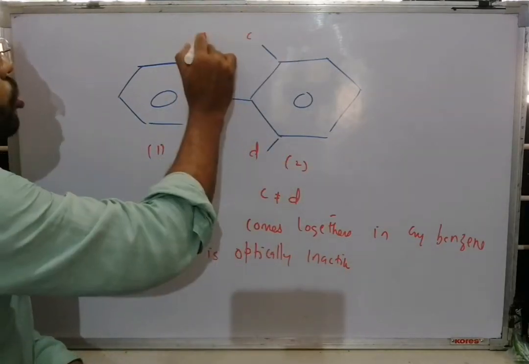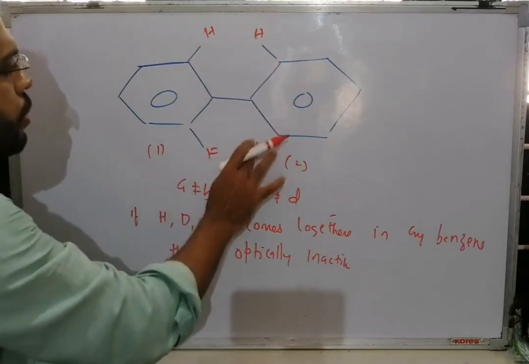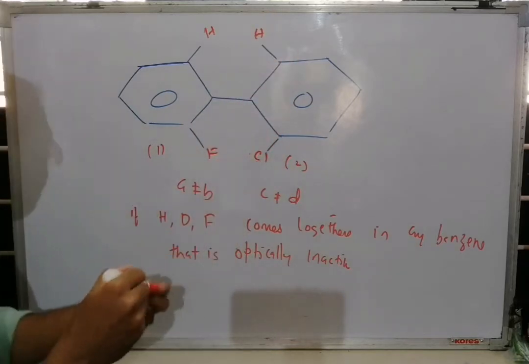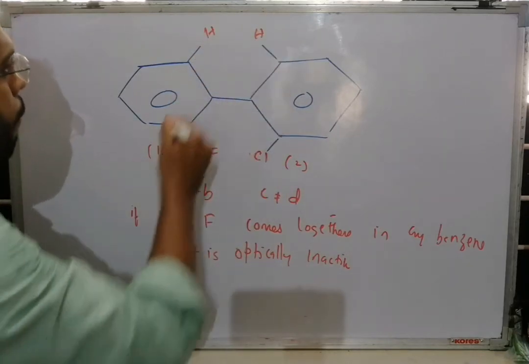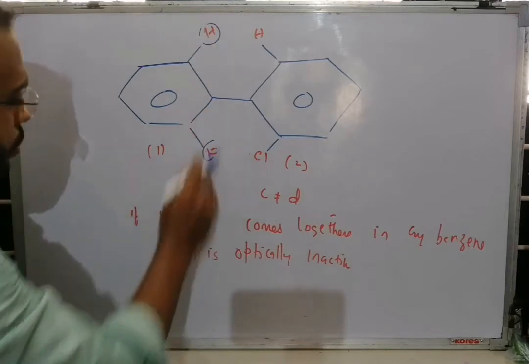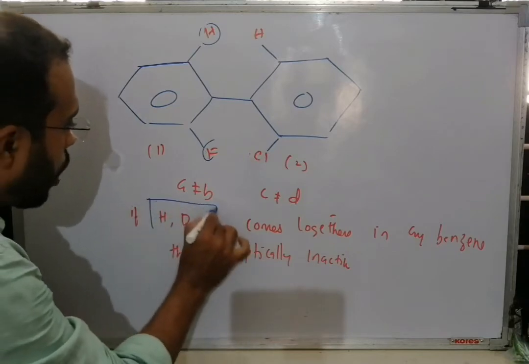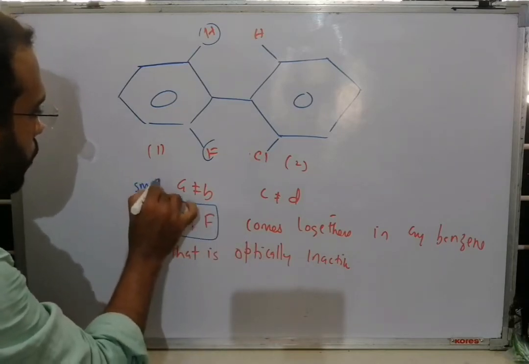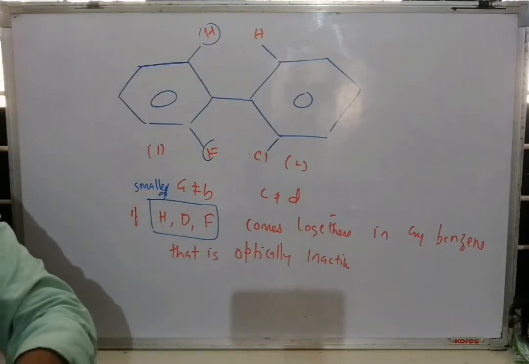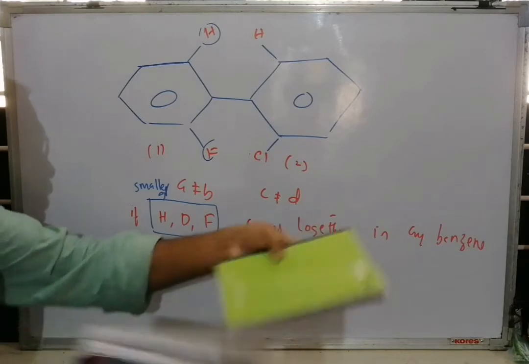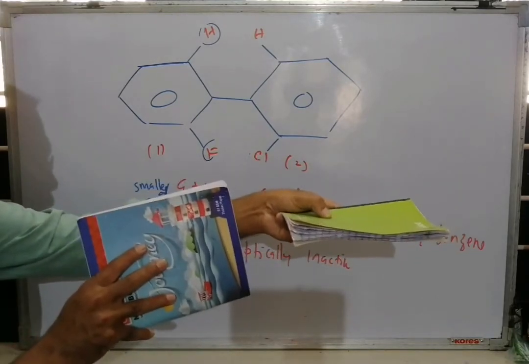Suppose here you have a hydrogen, here fluorine, here hydrogen, here chlorine. Okay, you satisfied the two double bonds, not equal, but hydrogen and fluorine should not come on the same benzene ring. You know why? These are the smaller groups. Because of these two smaller groups, the benzene rings are like this. One benzene ring is this, the second benzene ring is this. That is why it has optical activity.